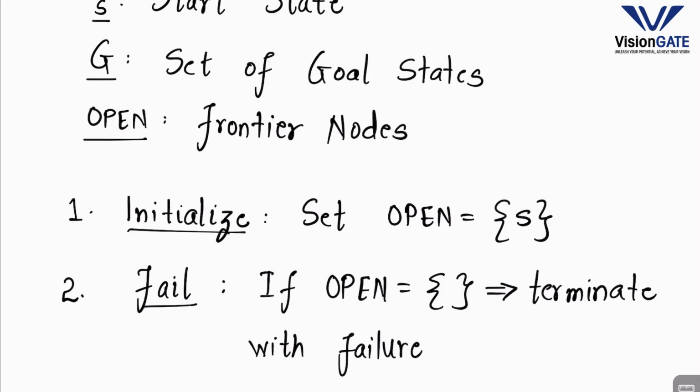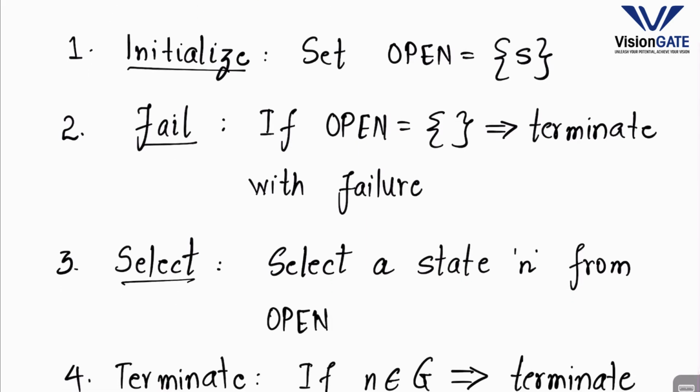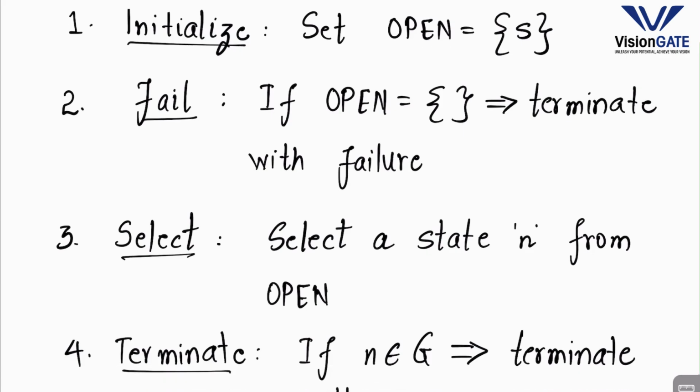Let S represent the start state, G represent the set of goal states, and the open list represent the frontier nodes. We initialize the open list to contain just the initial state or the start state. If at any point during the exploration, the open list is empty, it means that we don't have any other nodes to explore. But it also means that we weren't able to find a path from the start state to the goal state, which is why we terminate with failure.